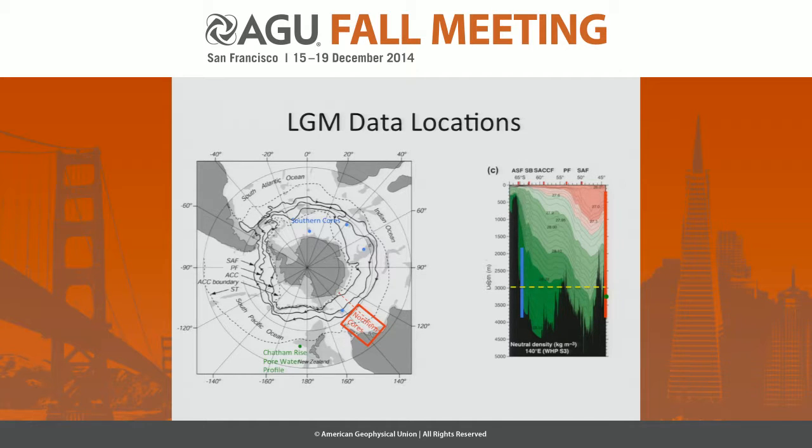We also are going to use oxygen isotope data in benthic foraminifera, both in a group of sediment cores located in that red box south of Australia, and also from a few sediment cores located in the Antarctic zone, some of which are south of the Antarctic Circumpolar Current.